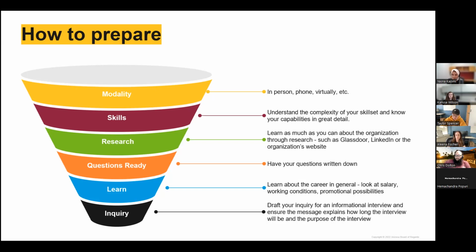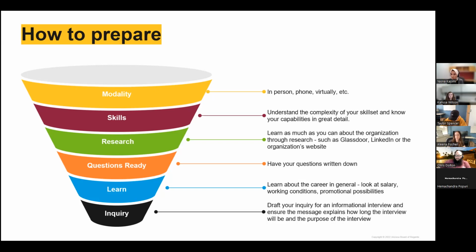And then the second step is going to be to know what you are good at and what skills you want to highlight to the person you're interviewing. So it's also important to highlight them and to make them organized. And then the third step is going to be research. So research the organization of the person you will be interviewing to learn more background information about that organization or the industry as well.